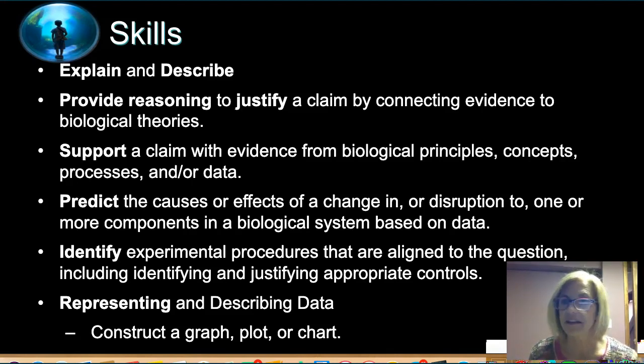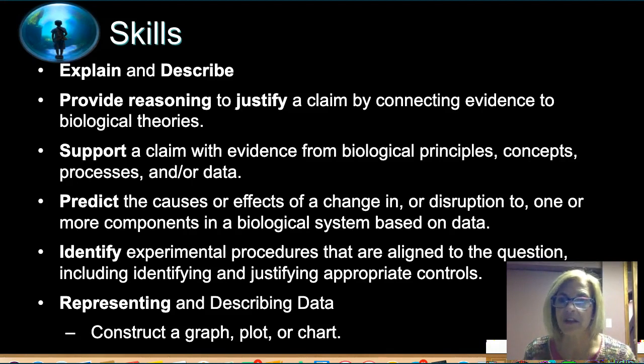Support a claim with evidence from biological principles, concepts, processes, or data. You are very likely to see this on your test this year. You'll be given some sort of experiment that you will have to analyze the data for, and make claims that you can support with evidence from the data that is presented. Predict cause and effect of change. The AP is really big on taking a concept that you already understand and then throwing a wrench in it. If this isn't working, or if this is not shaped correctly.